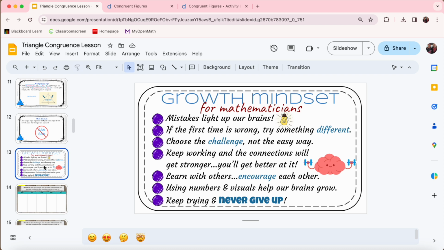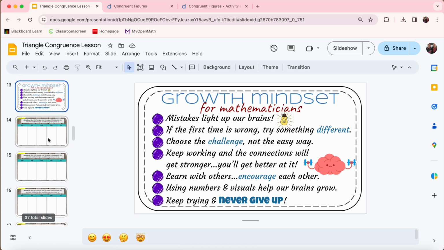So we would all say the mantra together to remind ourselves it's okay if we make mistakes, but we're going to learn from them, and then we're going to create a community of learning together ultimately. So the group work would look like this.